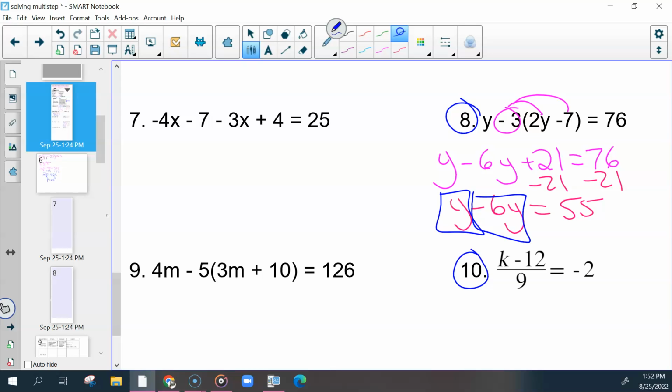When you combine your like terms, you need to do whatever it says. So we're not doing inverse operations. Whatever this says we're doing. So y minus 6y, or 1y minus 6y, is what we're doing. We end up with negative 5y equals 55.